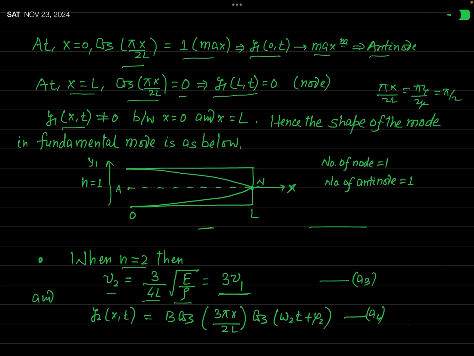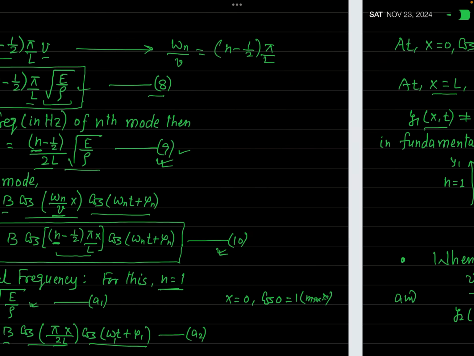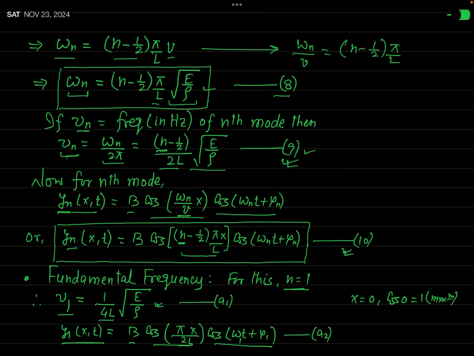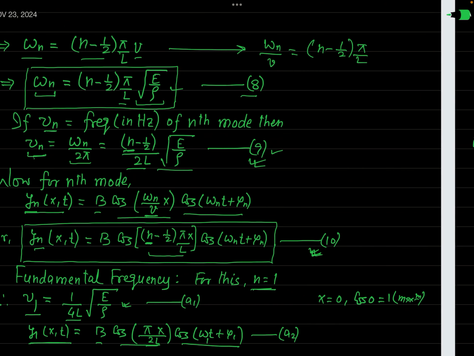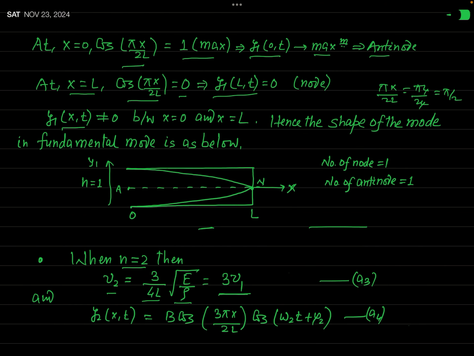Now, what will be the shape of the mode? For that, you have to again see this equation number 10, which actually determines the shape of the mode. And for this, you have to put n equal to 2 in this equation 10. So when we will substitute n equal to 2 in that equation, our expression will be y2 of xt equal to b times cosine of 3 pi x over 2L times this much. Okay.